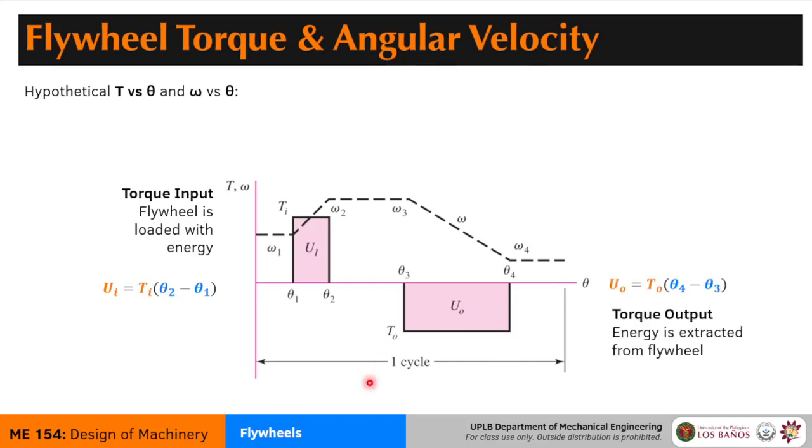Now for the opposite, so you have this negative area below the x-axis. This shaded area here is the amount of energy that the flywheel provides or dispenses. So again, this is an uneven torque profile, and this is when you usually decide to use a flywheel, because there is a repeating pattern of uneven torque.